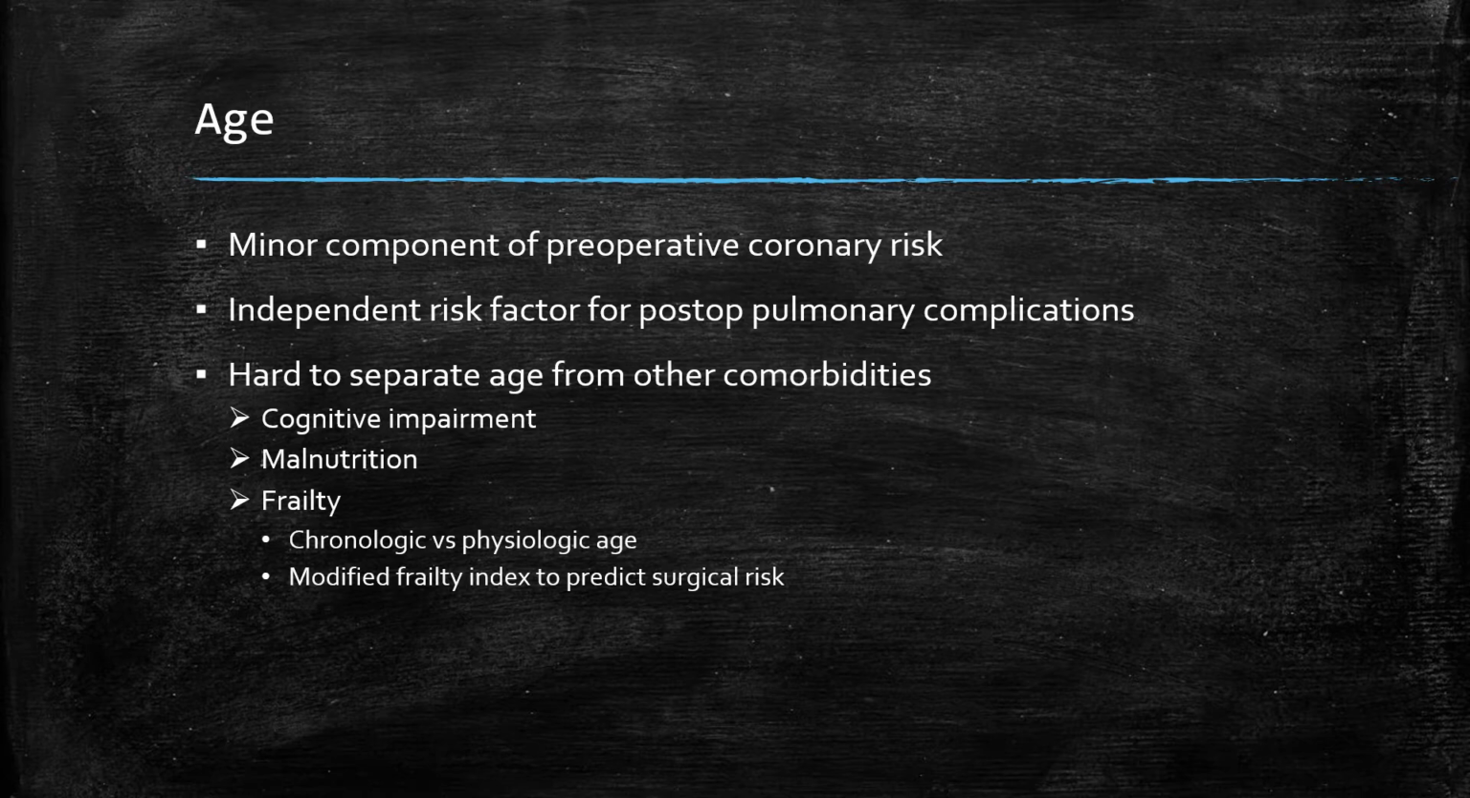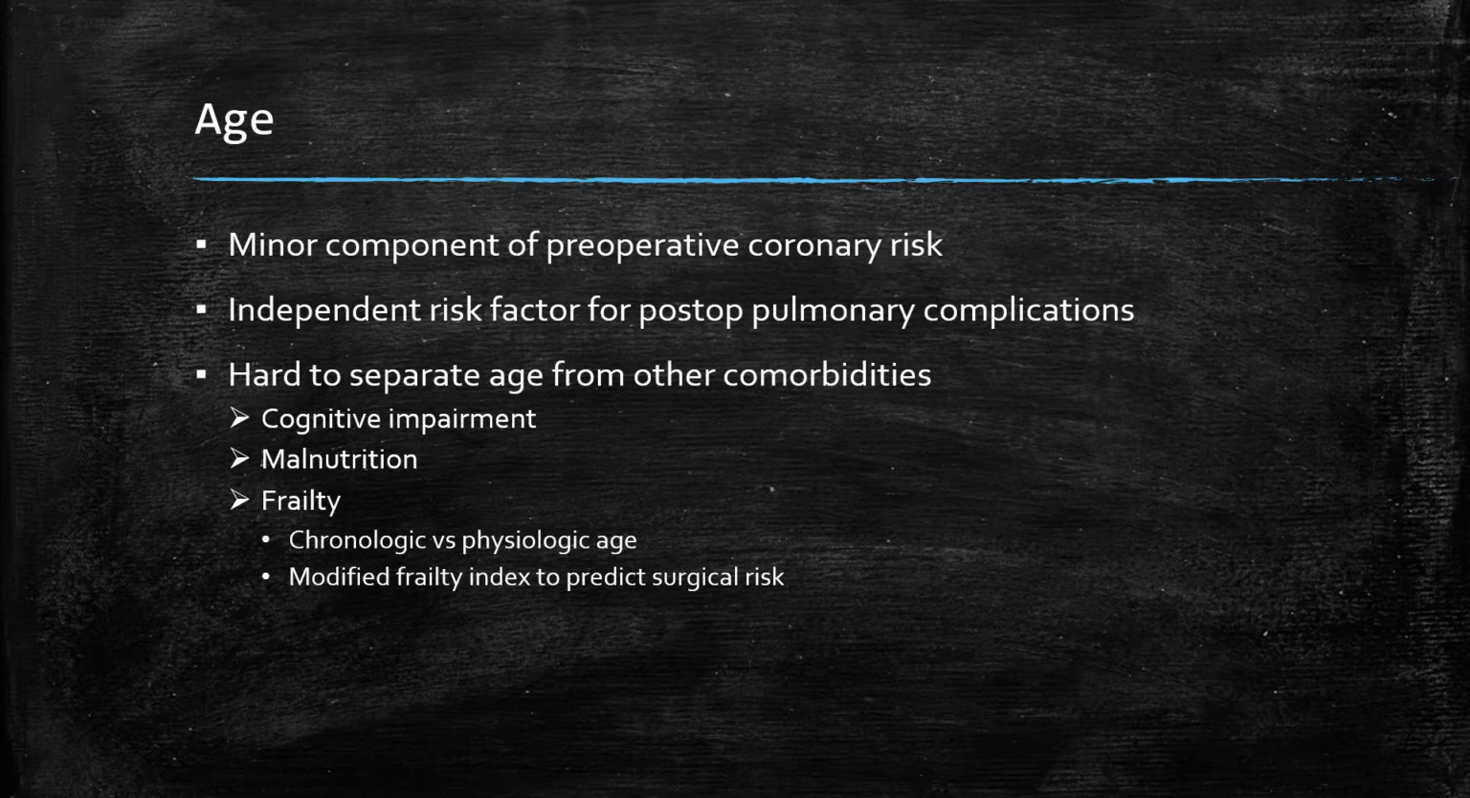Now, age, in and of itself, is only a very minor component of preoperative coronary risk assessment. Age, however, does appear to be an independent risk factor for postoperative pulmonary complications like pneumonia and increased time on the ventilator. One challenge with working with age is that it's very difficult to separate age from many other comorbidities that also increase with age. And so we see patients with cognitive impairment more frequently in the older age groups. And the same with malnutrition, particularly protein malnutrition.